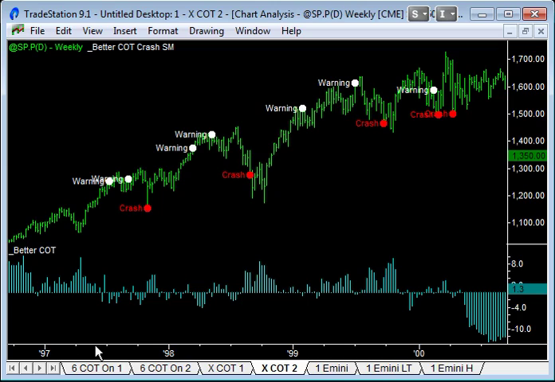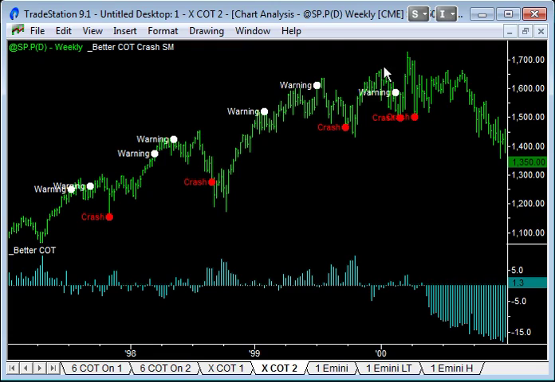This one around 97 is around where we had the Asian contagion. Warning signals led into a quick crash there at the end of 97. Then in 98, we again had warning signals leading into another crash later in 98. And then leading into 99, we had an early signal and a latter signal that did work out. And then leading into the tech wreck crash, we had another warning signal and crash signals here.